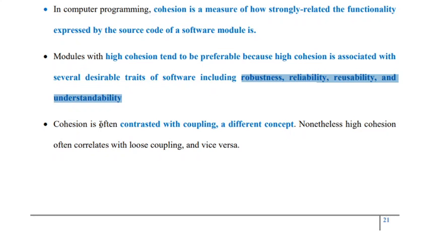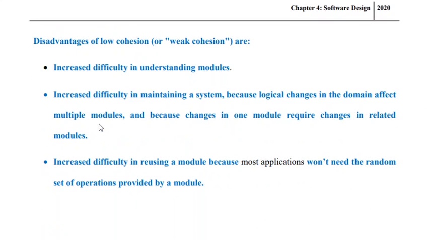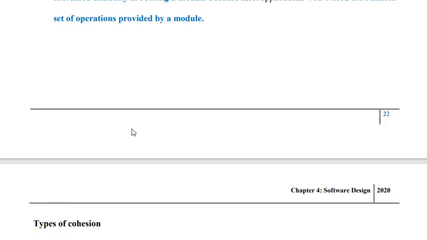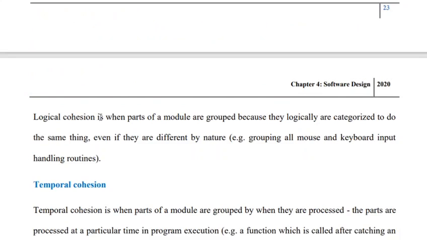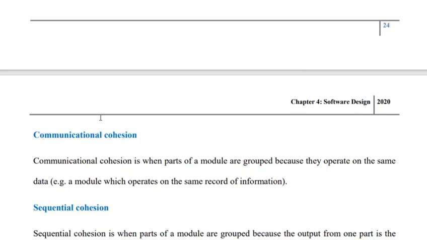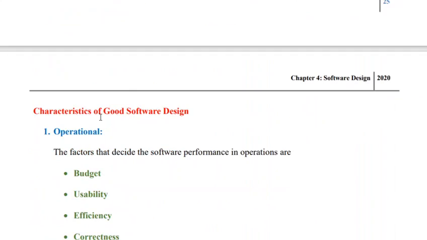So cohesion is often used in contrast with coupling. So it's a different concept, right? Okay. So there are different types of cohesion. You can go through the disadvantages of low cohesion, right? So now there are different types of cohesion here: coincidental cohesion, logical, temporal, procedural, communicational, sequential, and functional.